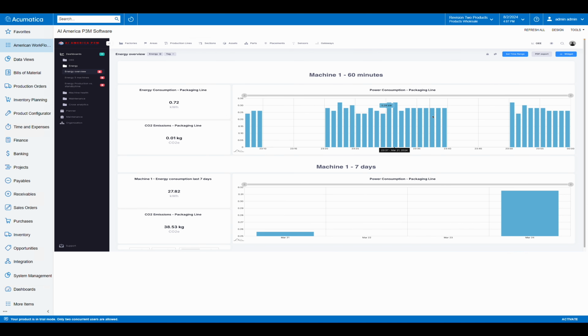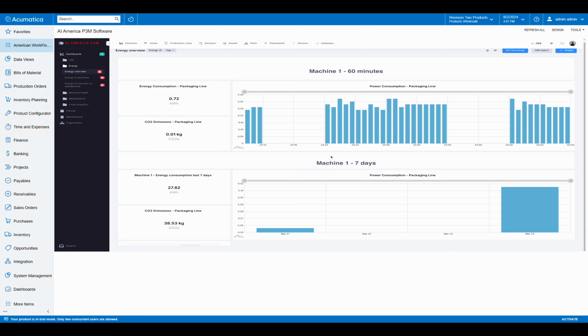And on the right, we can see the graph for the power consumption inside this packaging line. Below that, we have the same machine, but instead of 60 minutes, now we say 7 days. As you can see here on the left, we can see the energy consumption for the last 7 days for the specific Machine 1. Again, we can also see the CO2 emission in 7 days for this Machine 1 as well.